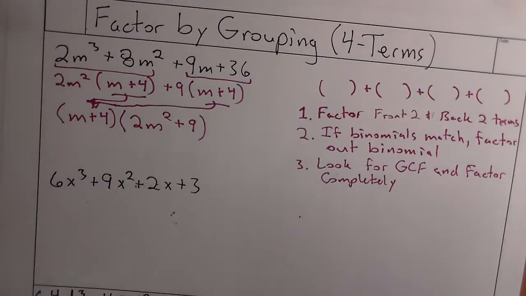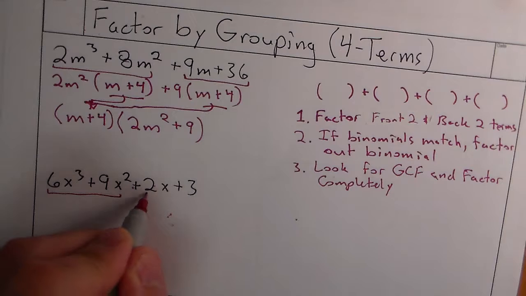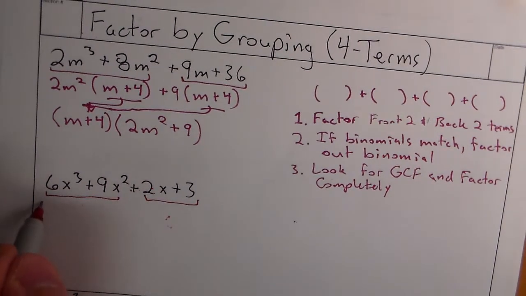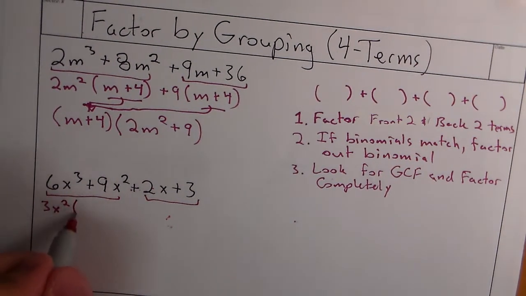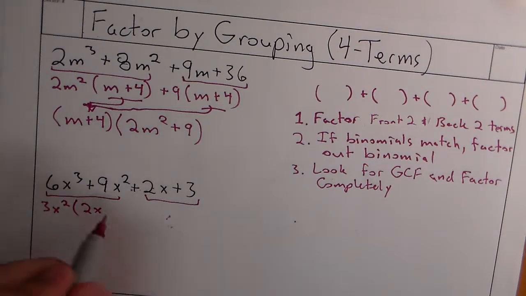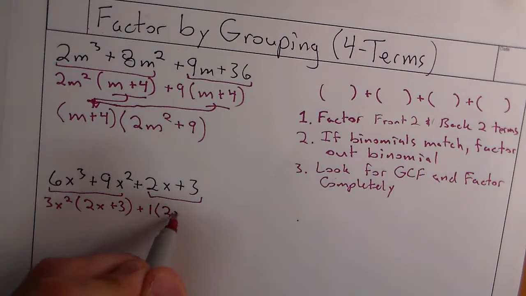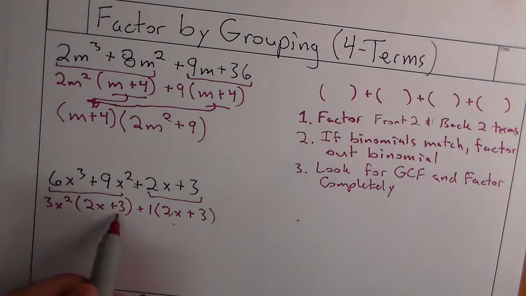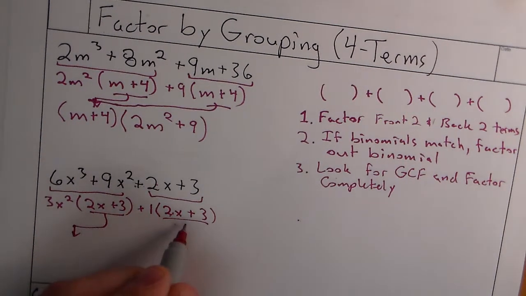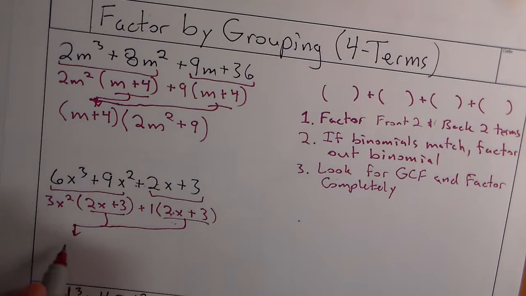So let's watch that process again. First two, last two. First term has a 3x squared in common. I take that out, I'm left with a 2x plus 3. Now the second one, they don't have anything in common, but I'm just going to write a 1 on the outside. Why I want to do that is, look, now they both have a 2x plus 3. I'm going to factor that out of both terms. So that puts a 2x plus 3 on the outside. What I'm left with is 3x squared plus 1.